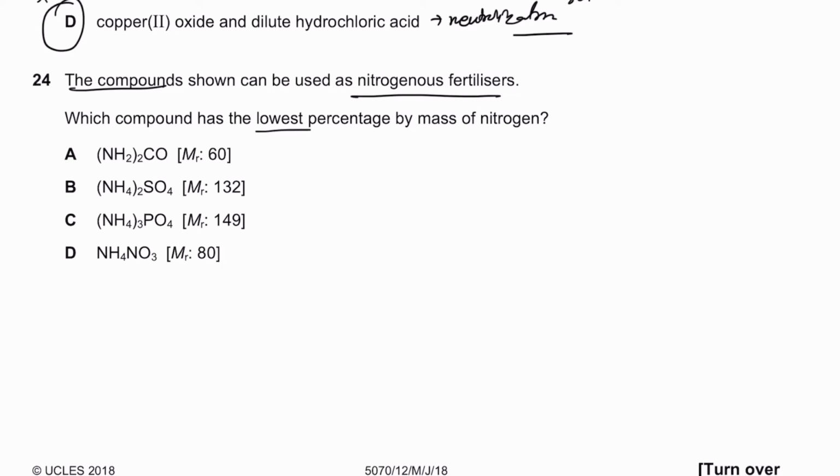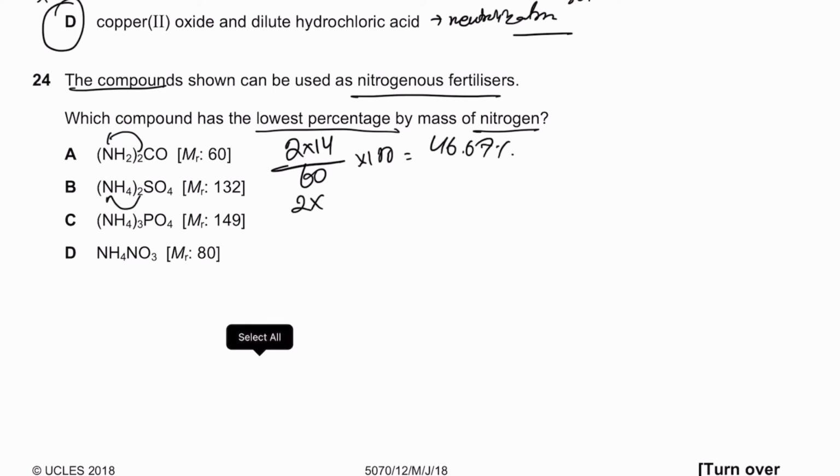The compounds shown can be used in nitrogen as fertilizers. Which compound has the lowest percentage by mass of nitrogen? So over here we have 2 nitrogen. The Mr is 60, into 100. So 2 times 14, which is 28, by 60 into 100. So we have 46.67%. Next, we again have 2 nitrogen. Total Mr is 132 into 100. It's going to be 28 divided by 132 into 100. It's going to be 21.21%.